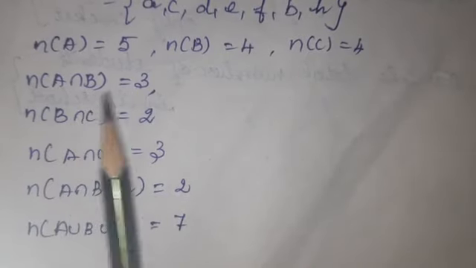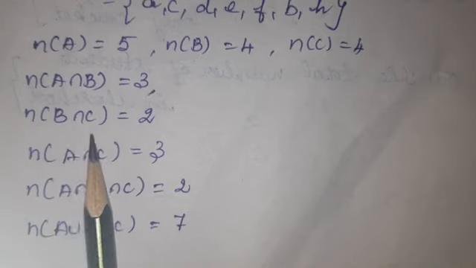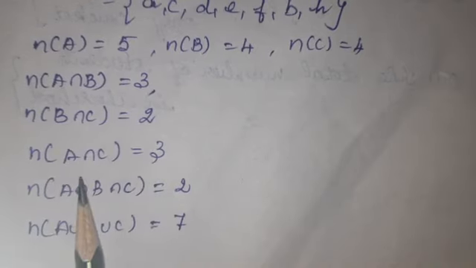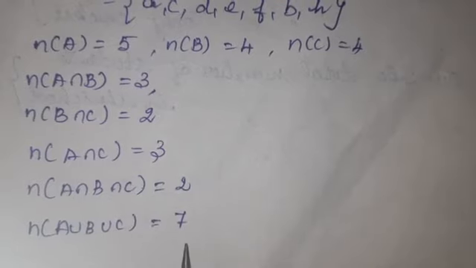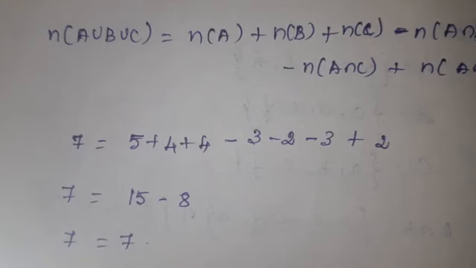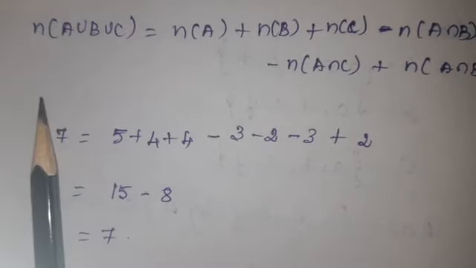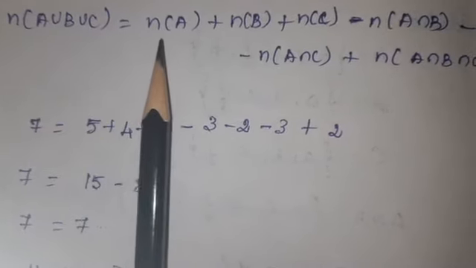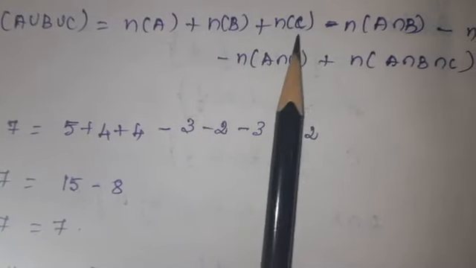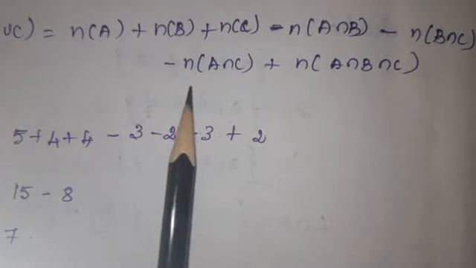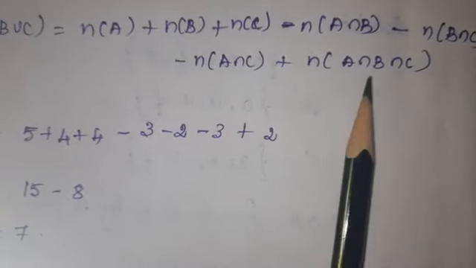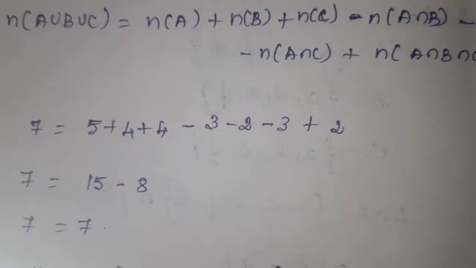N of A intersection B, how many elements? 3 elements. N of B intersection C is 2. N of A intersection C is 3. N of A intersection B intersection C is 2 elements. N of A union B union C is equal to 7. Now you should verify that given formula. N of A union B union C is equal to N of A plus N of B plus N of C minus N of A intersection B minus N of B intersection C minus N of A intersection C plus N of A intersection B intersection C.